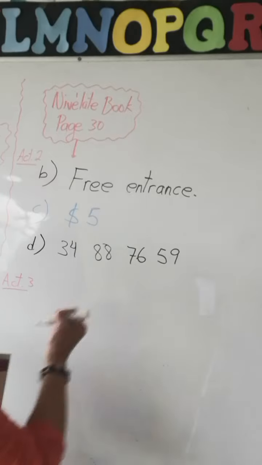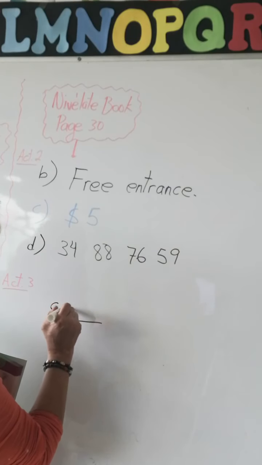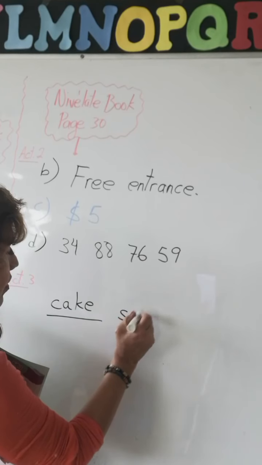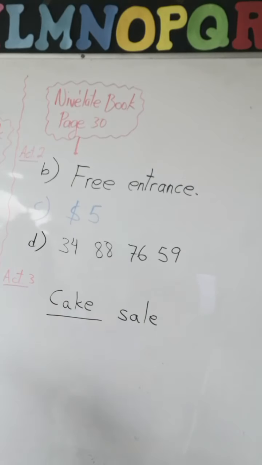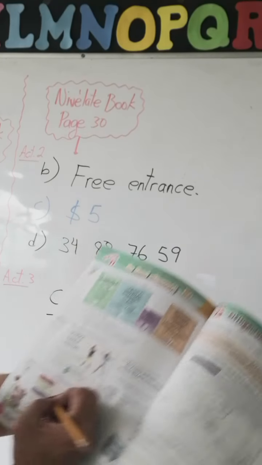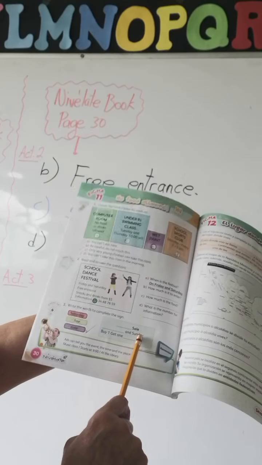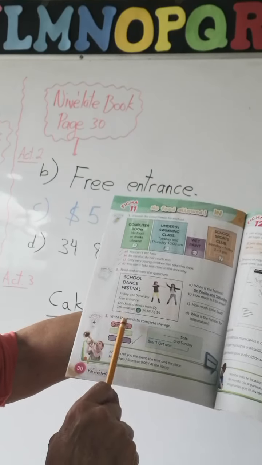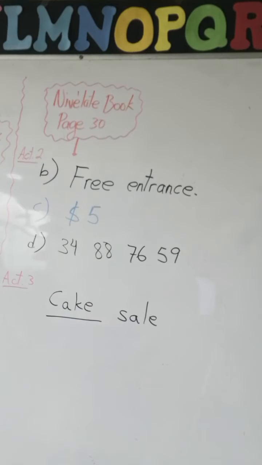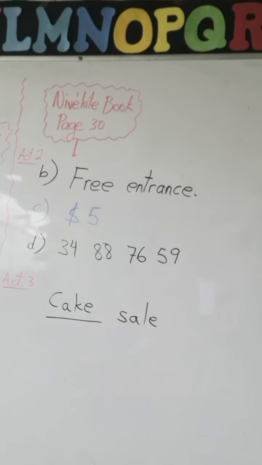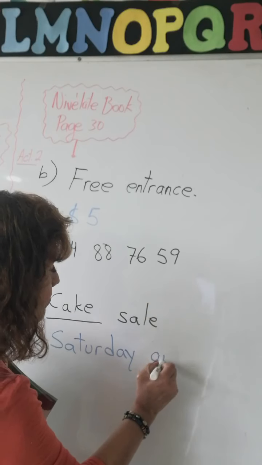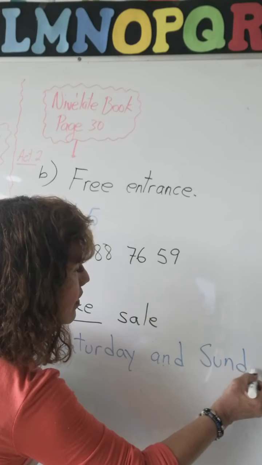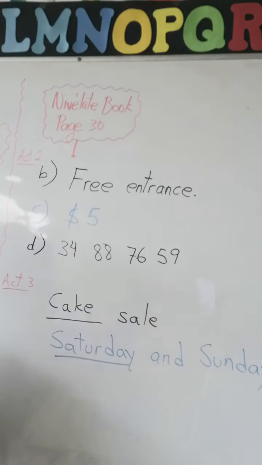Okay, it's cake sale. Venta de pasteles. Okay, in the first line, you are going to write cake sale, but with capital letter. Okay, cake sale. Venta de pasteles. Okay, and Sunday, what are you going to write? Of course, Saturday and Sunday. Los sábados y los domingos. Okay, so I'm going to write here Saturday and Sunday. I'm going to underline Saturday because it's your answer.